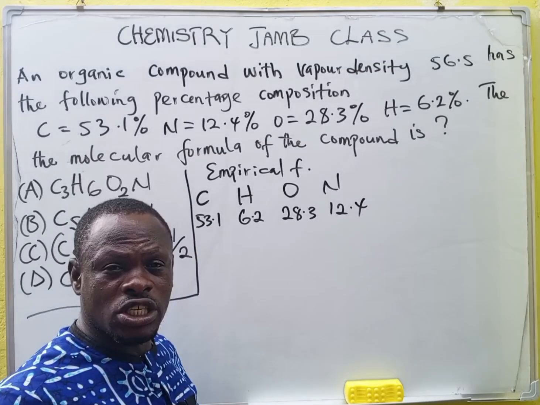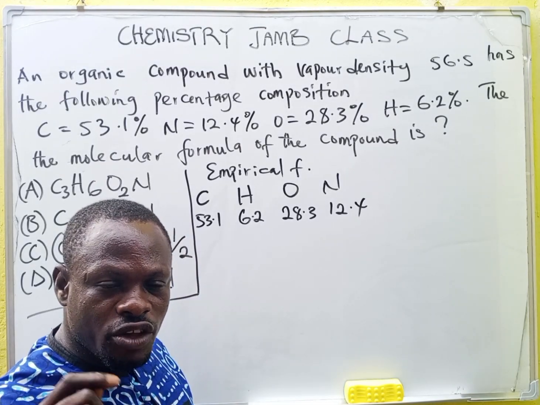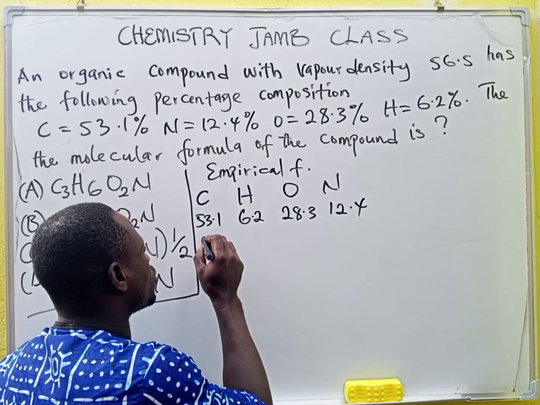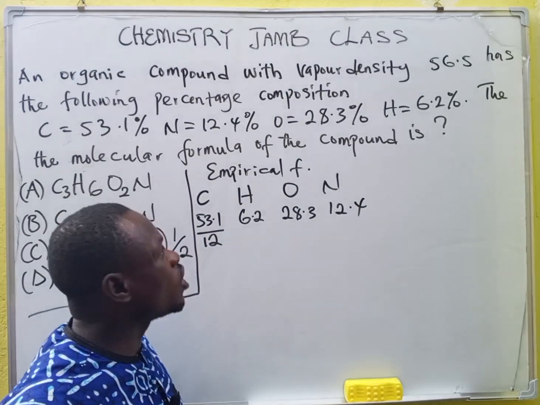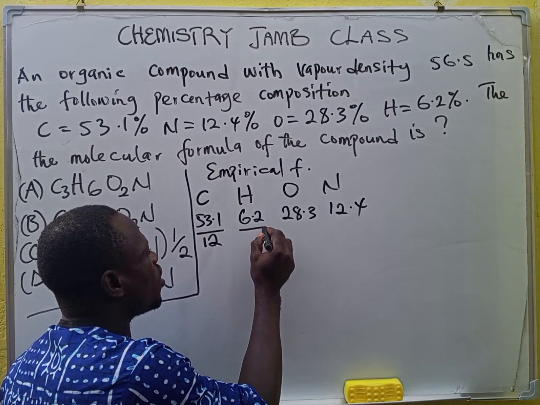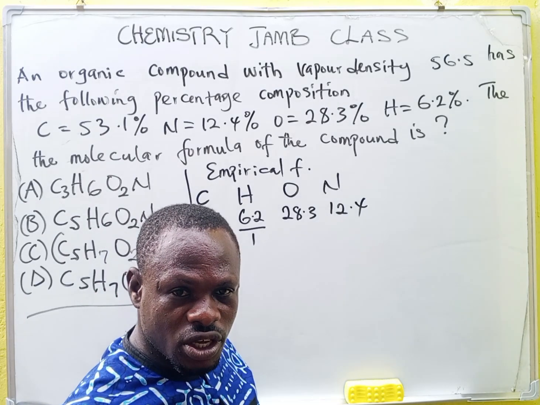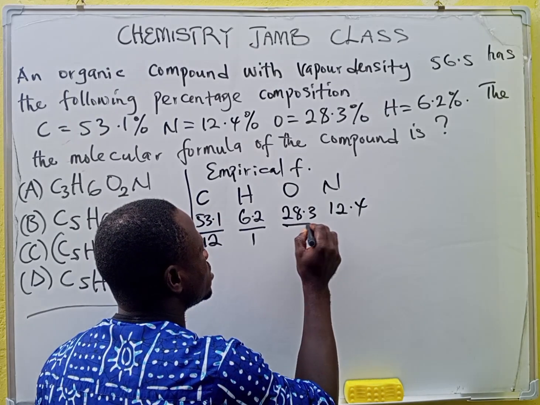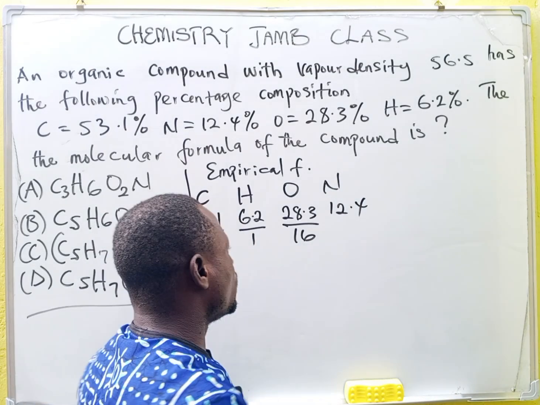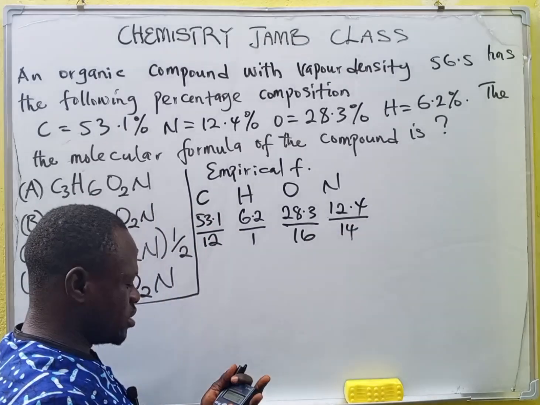The next thing you are going to do, since it is empirical formula, you are going to divide all through by the atomic masses. What is the atomic mass of carbon? Carbon has 12 as atomic mass. They did not give us here, but we need it since it is an empirical formula. Hydrogen has 1. Oxygen has 16. Nitrogen has 14.